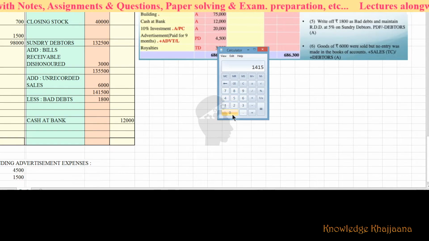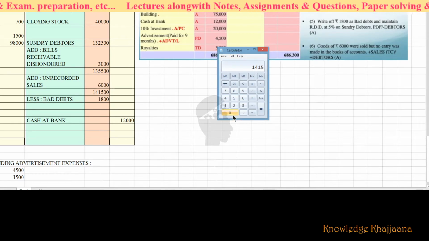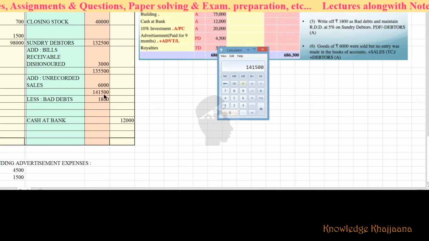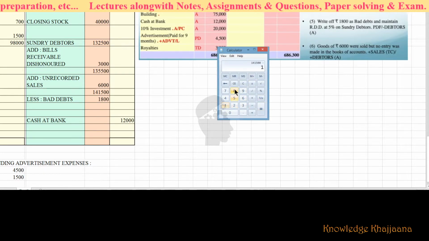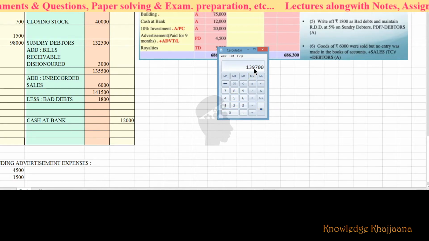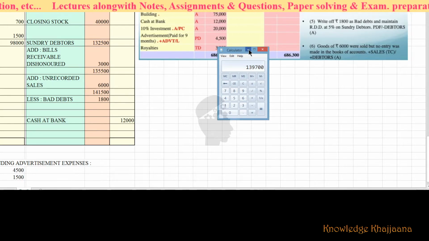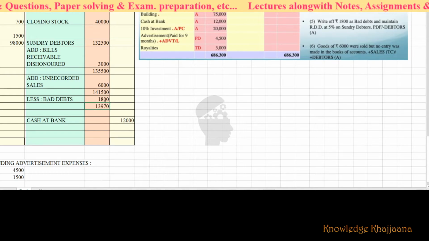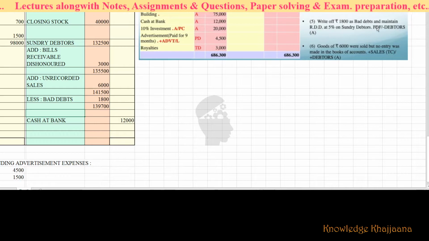1,41,500 minus 1,800 is equal to 1,39,700. Okay. Now, what are they telling?